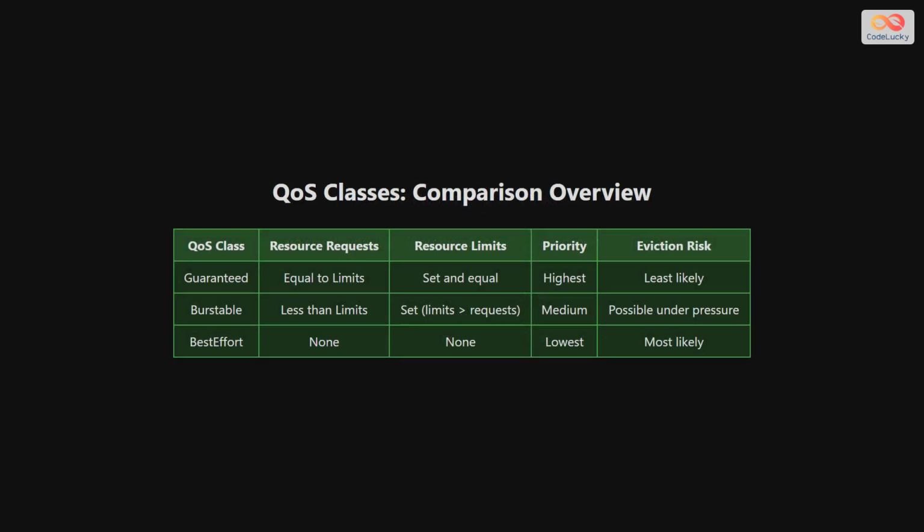To summarize, Guaranteed pods have equal resource requests and limits and receive the highest priority with the least eviction risk. Burstable pods have resource requests less than limits and hold medium priority, facing eviction only under pressure. BestEffort pods specify no resource requests or limits, holding the lowest priority and highest eviction risk during contention.